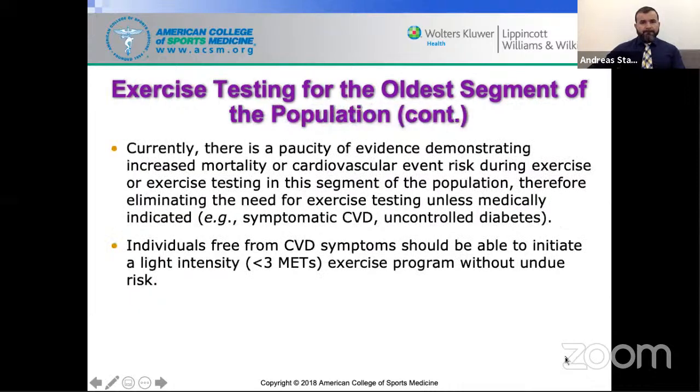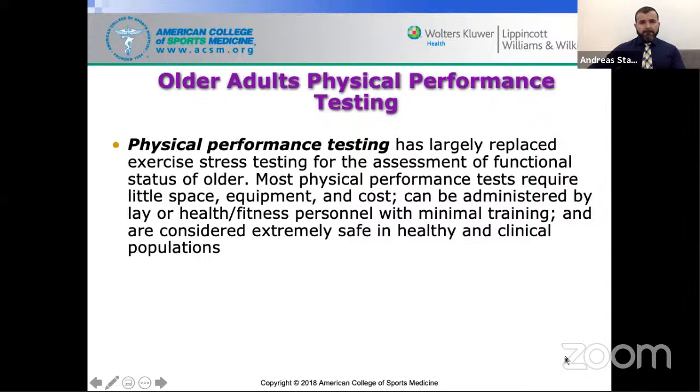What else? All right, nothing really here.